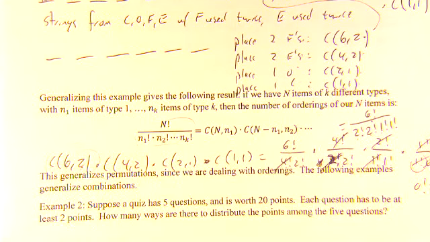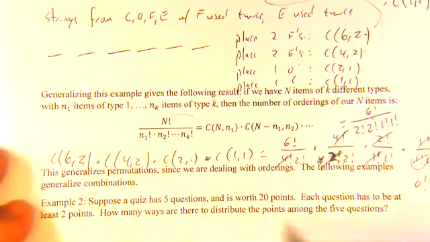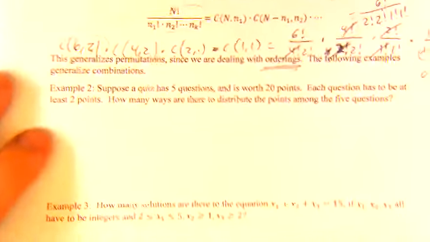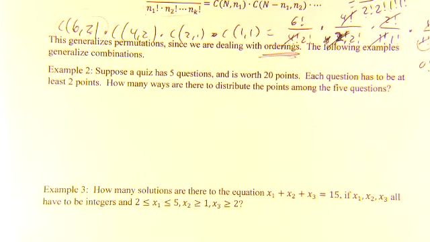So two different ways to think about that. This is an ordering. We're dealing with orders. So this kind of thing generalizes orders. Generalizing combinations. What's a generalized combination? You're allowed to repeat things. So suppose you have 5 questions on a quiz. Each one is worth 20 points. Each question has to be at least 2 points. How many ways are there to distribute the points among the 5 questions?